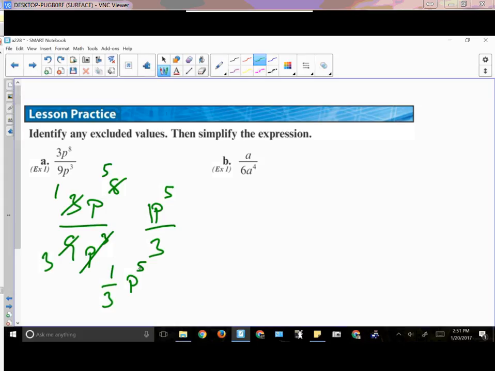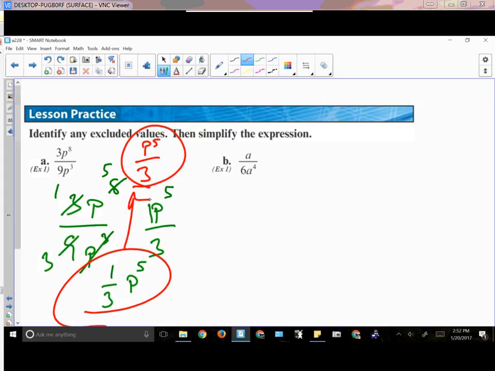So by writing the answer as, no, it wouldn't be. P to the 5th over 3 is easier to work with when we move on to the next steps. See what you're looking, you're just looking at how to simplify it. If we would have to multiply, I can't multiply this. I can multiply this. I would have to change this into that form in order to do it.